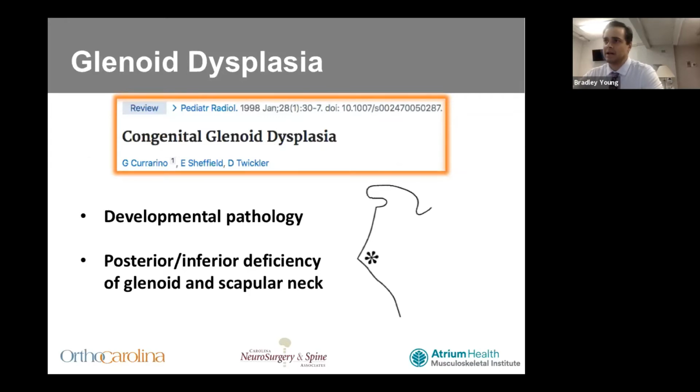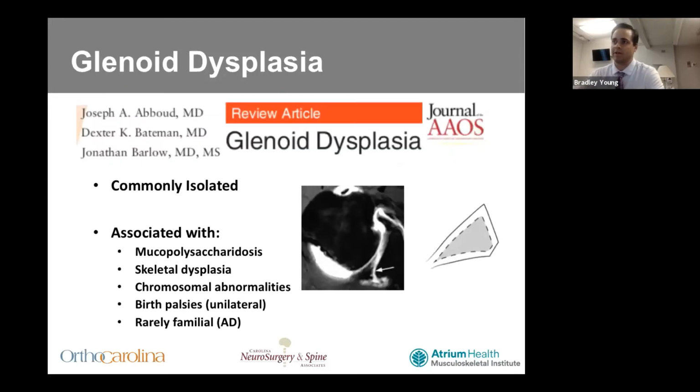And next, another predisposing risk factor to shoulder arthritis is glenoid hypoplasia or dysplasia. This is a developmental pathology characterized by posterior inferior deficiency of the glenoid and scapular neck. Although it's commonly found in isolation, it is also commonly associated with syndromes ranging from mucopolysaccharidoses, skeletal dysplasias, chromosomal abnormalities, and birth palsies.